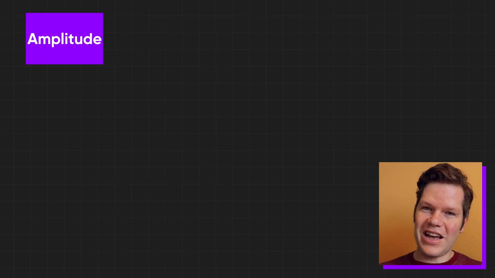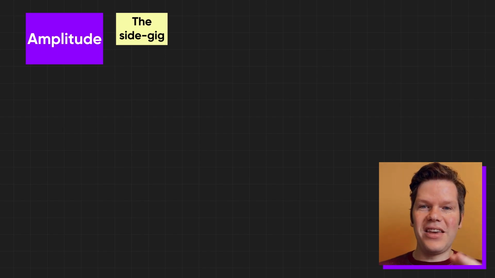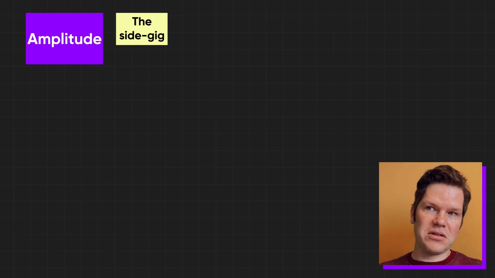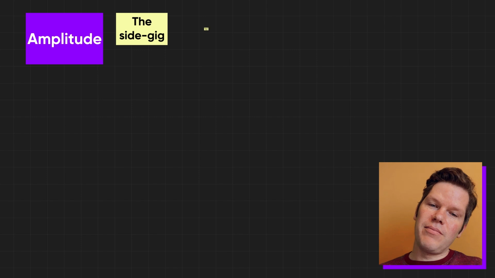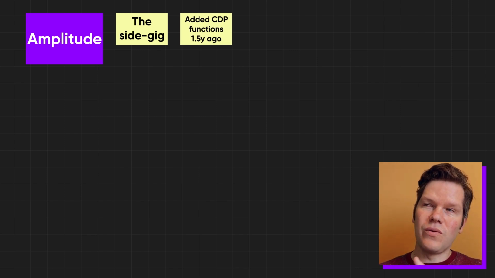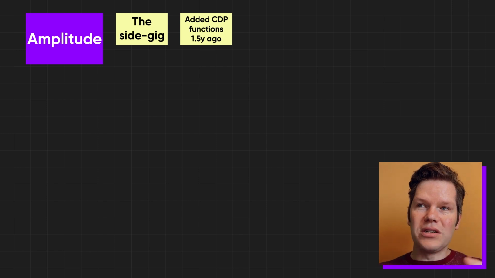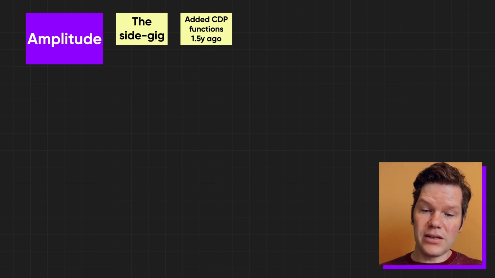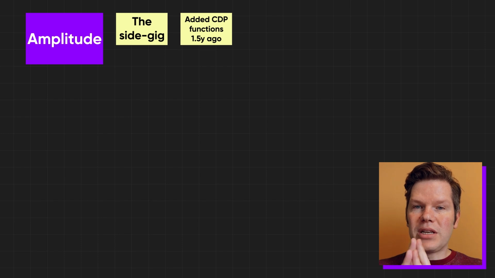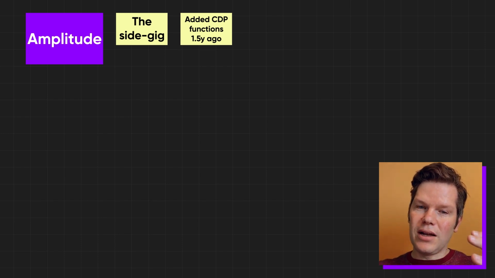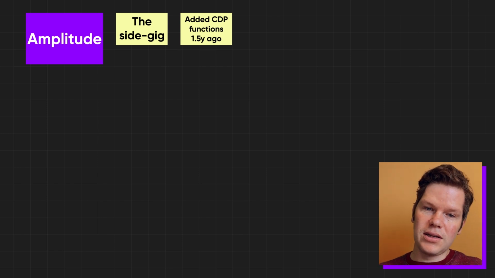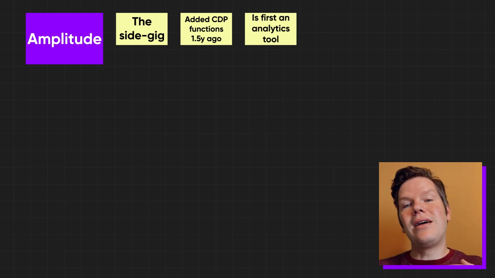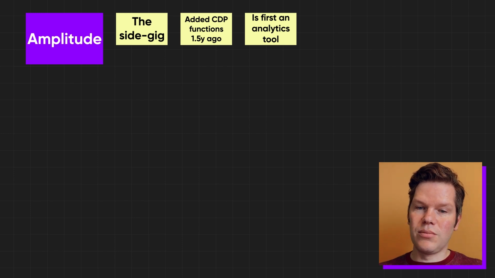Okay, finally, something that people sometimes still don't have in this kind of equation, but it totally makes sense. Amplitude, I called it the side gig, because in the end Amplitude is an analytics tool first. And they added CDP functionality, I think 1 year ago. It always differs when they announce it and when it becomes generally available, but it's available now, so you can use it. The interesting thing is that the core, the first class citizen, is still an analytics tool. And then afterwards, it's a CDP, which can bring some interesting things in there.